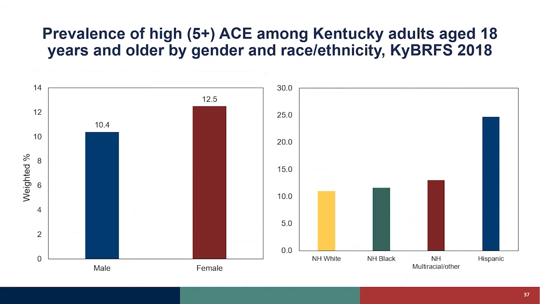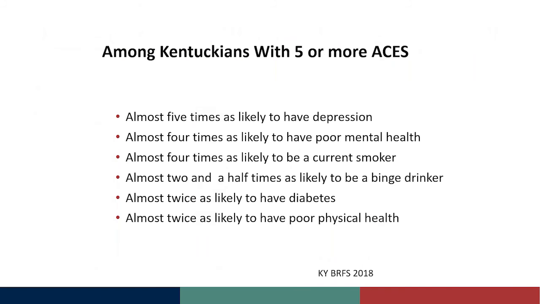And when it comes to a high number of ACEs, 5 or more among Kentuckians age 18 and older, we have 12.5% among females versus 10.4% among males, but you have at least 10% among white, African American, and multiracial, and a very high percentage among Hispanics. So among Kentuckians with 5 or more ACEs, they're almost 5 times as likely to have depression, 4 times as likely to have poor mental health, 4 times as likely to be a current smoker, 2.5 times as likely to be a binge drinker, twice as likely to have diabetes, and twice as likely to have poor physical health.